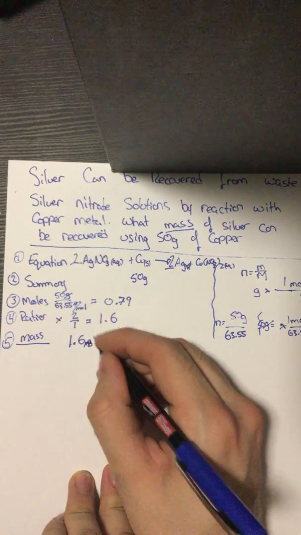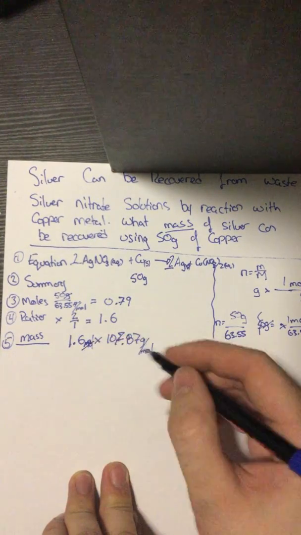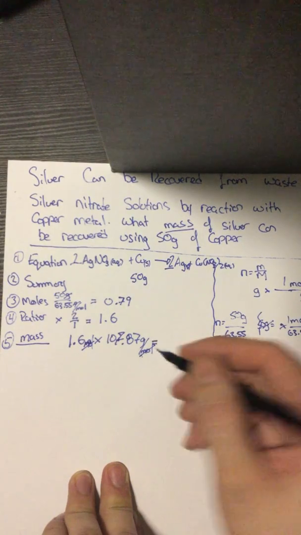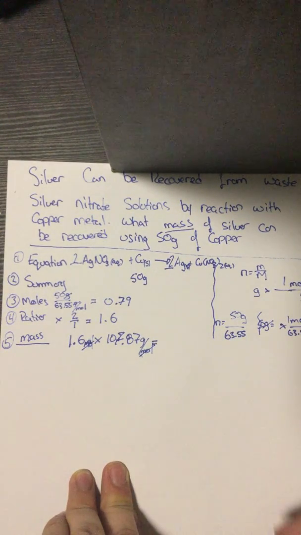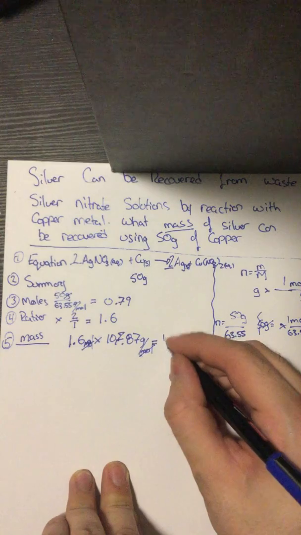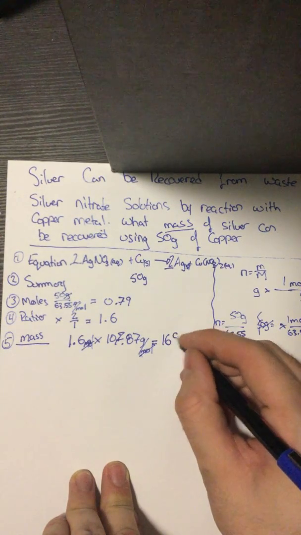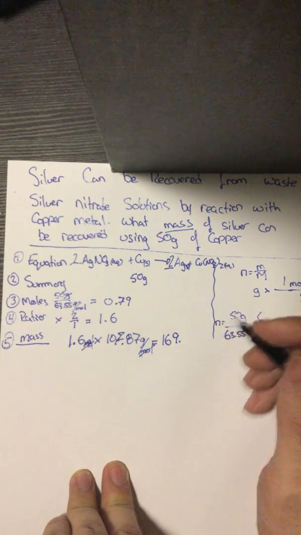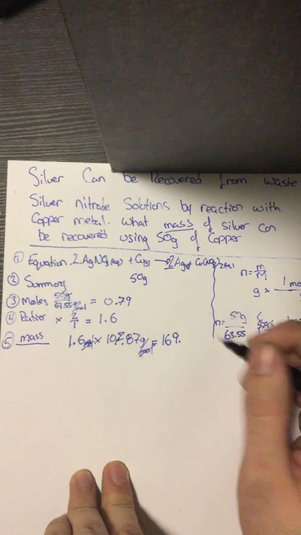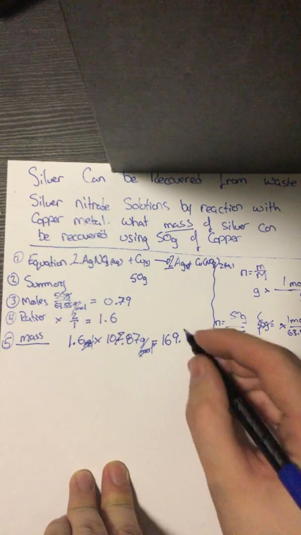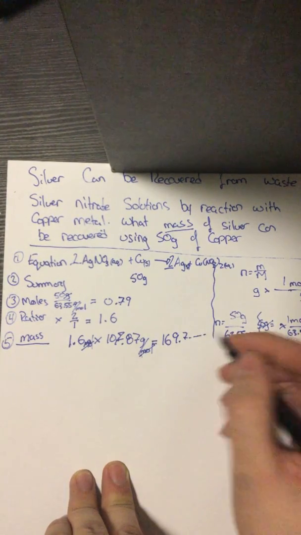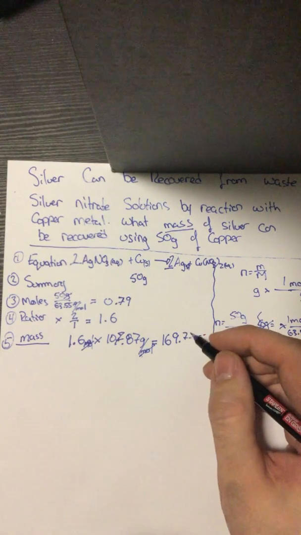And that's going to be moles there. So when I multiply this across, those will cancel out, and it will leave me with 169.7, trailing on and on and on. And I'm just going to show the trailing here because it's going to show me my final rounding.